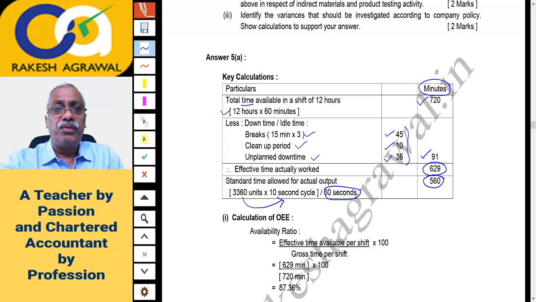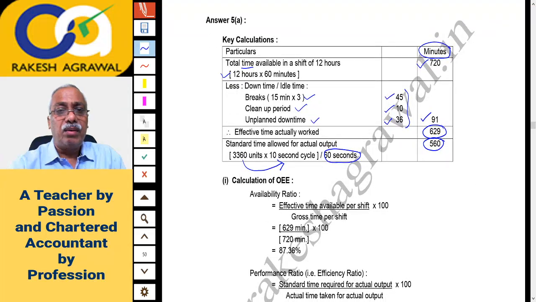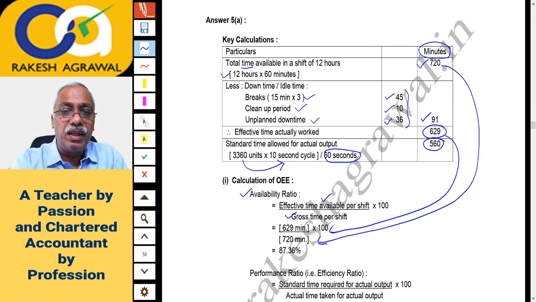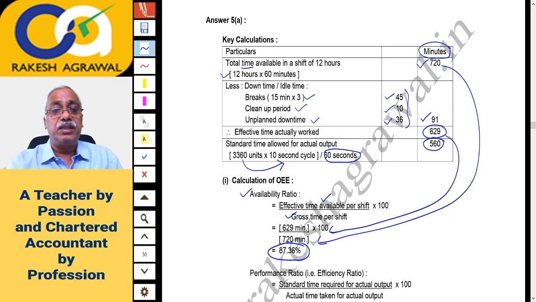Now let us go for the ratios. Calculation of OEE. First, availability ratio, that is effective time available divided by gross time. Effective time is this 629 numerator out of total 720, that is denominator, into 100. So you get 87.36% is your availability ratio.